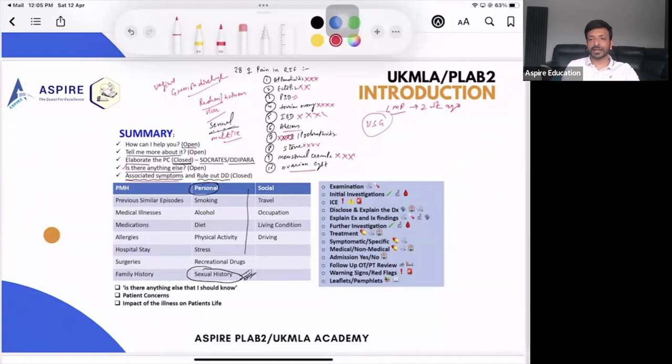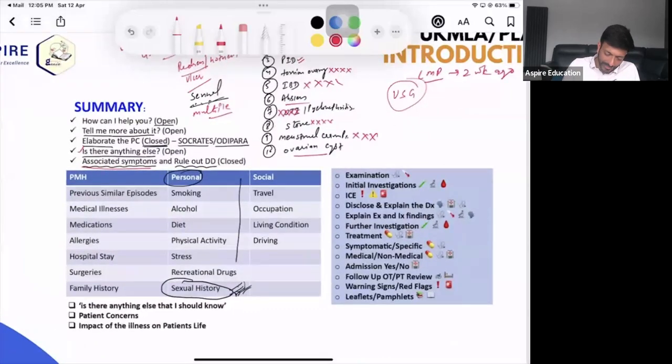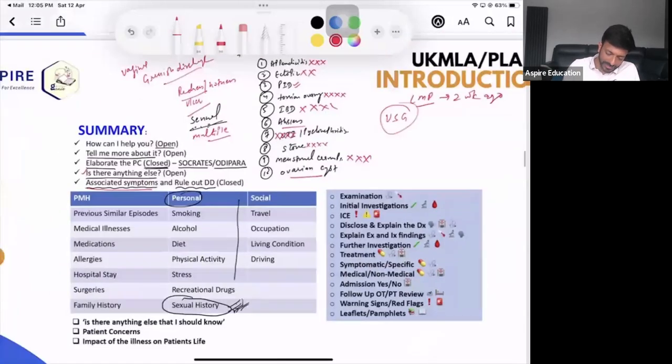And again, you don't have to tell the examiner that I'm trying to rule out this differential, I'm trying to rule out that differential. No, you just take history and it is understood by the examiner what you are trying to do. Yeah. And then you have got past medical history. Quickly, you can ask previous similar episode, medical illness, medication, allergy, hospital stay, surgeries, family history, smoking, alcohol, diet, physical activity, stress, drugs, sexual history, travel, occupation, living condition, driving. So many questions are there, right?